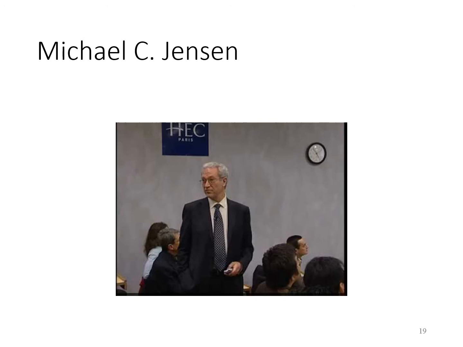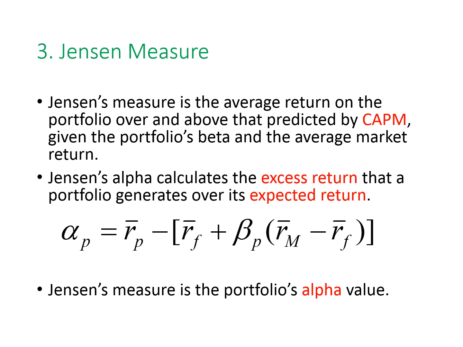Next, we are going to learn the third risk-adjusted performance measure by Michael C. Jensen in 1968. The Jensen measure was originally based on the capital asset pricing model. The Jensen measure is also known as Jensen's Alpha. Jensen emphasizes using certain aspects of the capital asset pricing model to evaluate portfolio managers. Jensen's alpha calculates the excess return that a portfolio generates over its expected return.